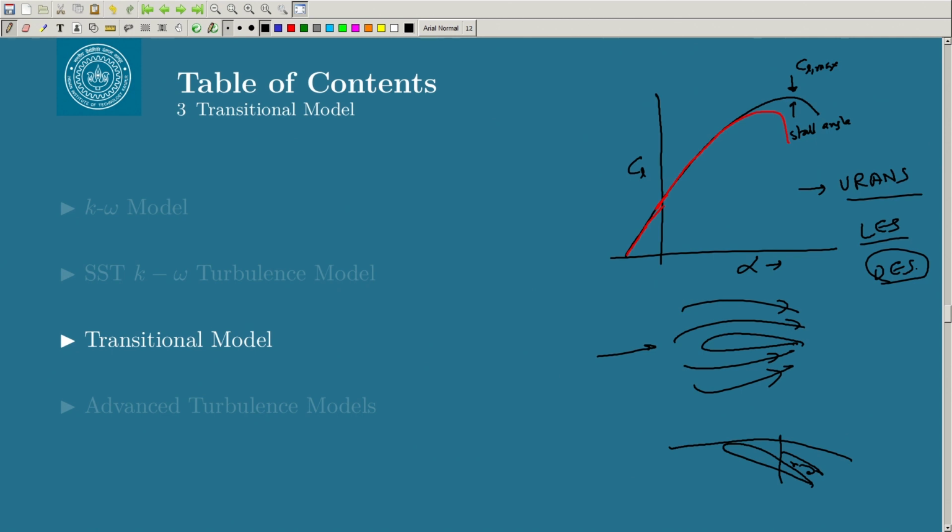Now, we are going to look at a very interesting model, which is called the transitional model.